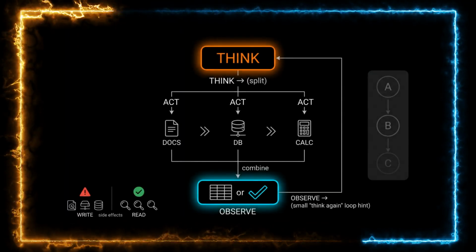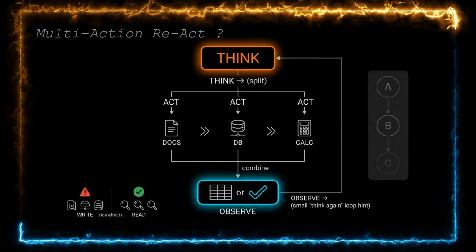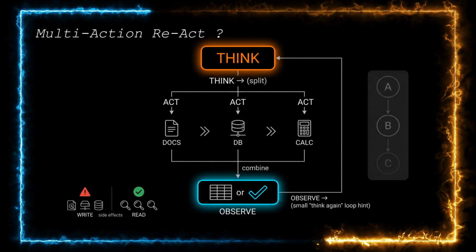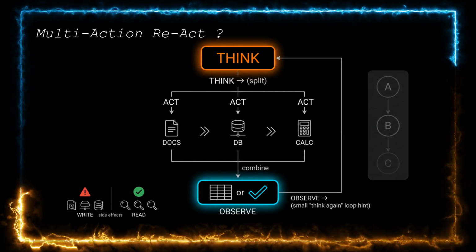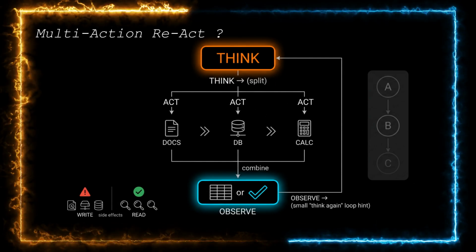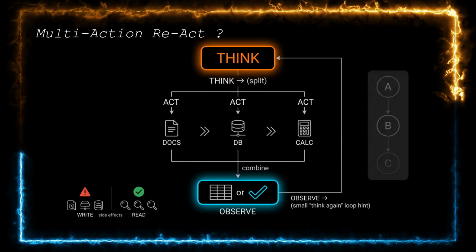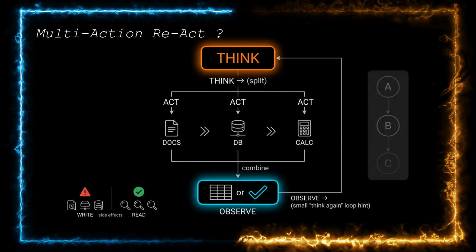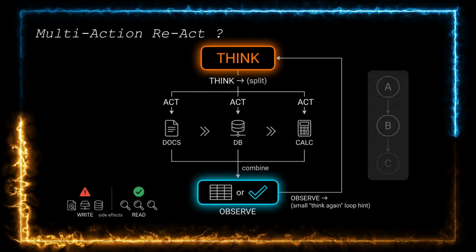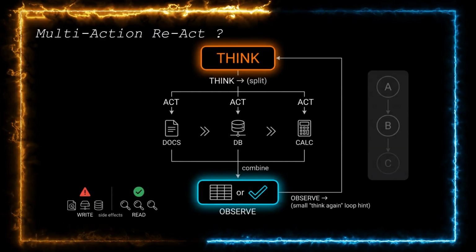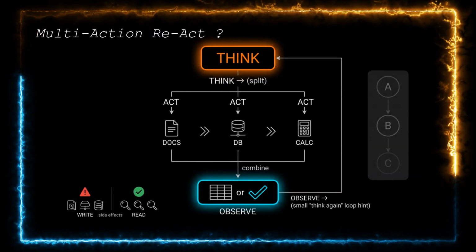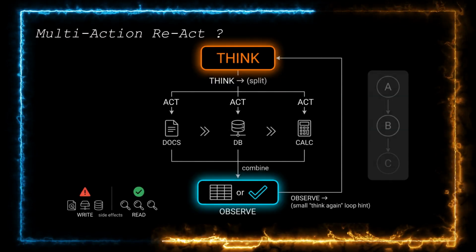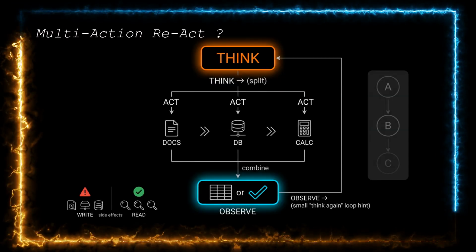In basic ReAct, the agent usually performs one action at a time. In multi-action ReAct, the agent can call multiple tools in one step. The loop becomes think, act with multiple tool calls, observe all results, think again, final result. For example, the agent might search documentation, query a database, and calculate a value in parallel.